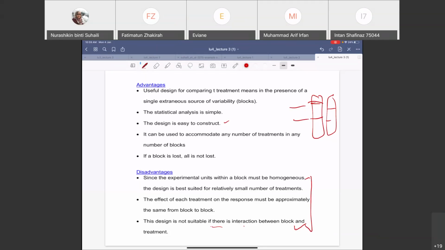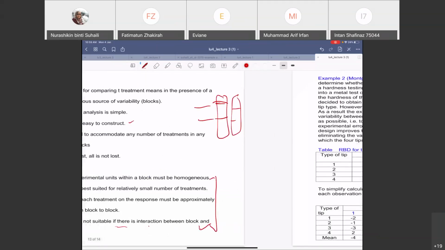Some of the points here are quite subjective. I cannot really agree with them, like easy to construct. It depends on your objective. You must know your objective first, like in any experiment, before you decide whether you want to have the blocks or just conduct a completely randomized design. I hope that's clear.